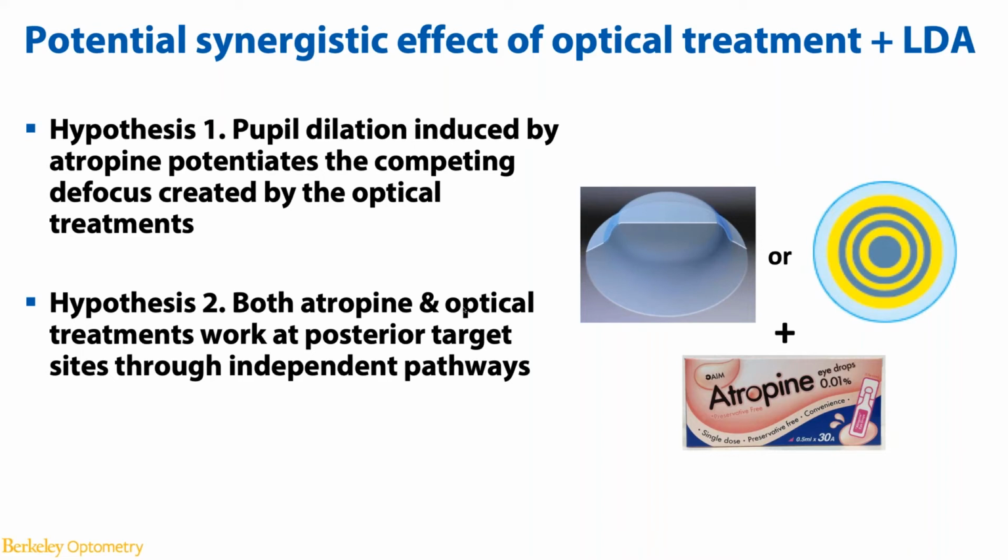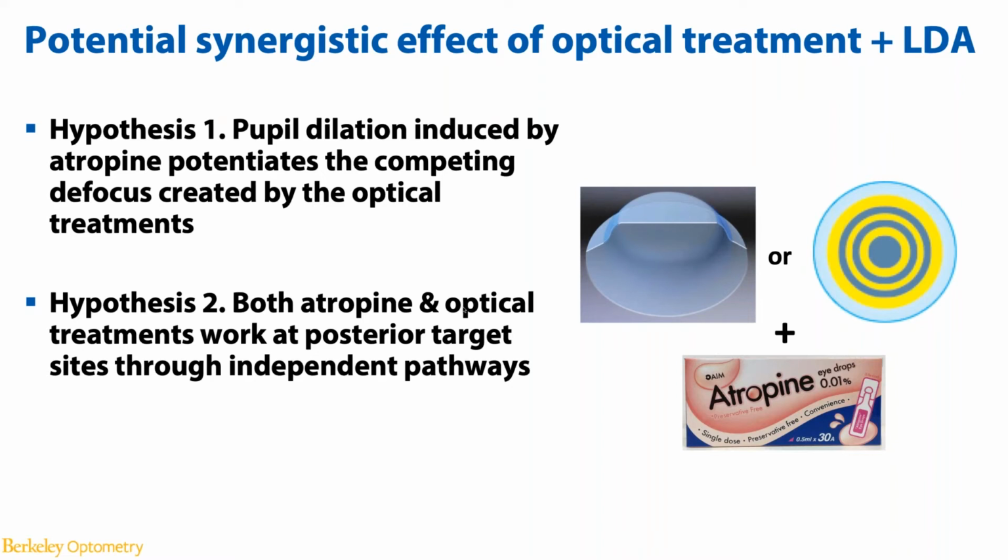The first hypothesis is basically saying that because low-dose atropine still enlarges pupils slightly, having a slightly enlarged pupil actually potentiates the competing defocus created by the optical treatments. And if this hypothesis is true, we don't actually need to use atropine. Anything that can slightly dilate the pupil will tend to have a synergistic effect with an optical treatment.